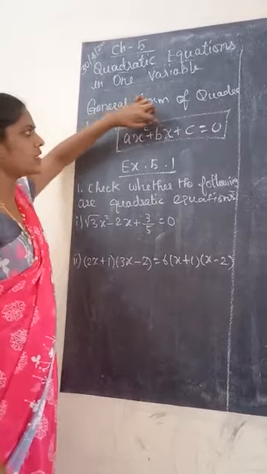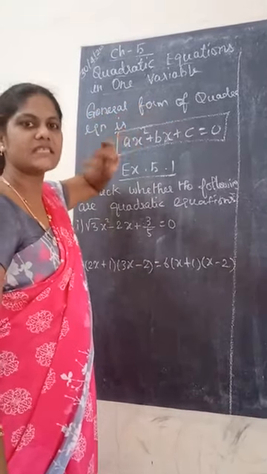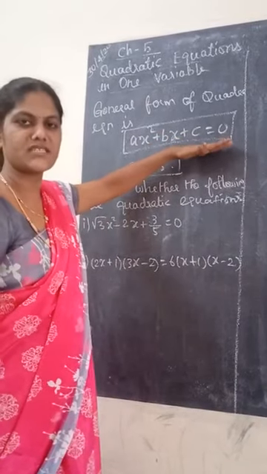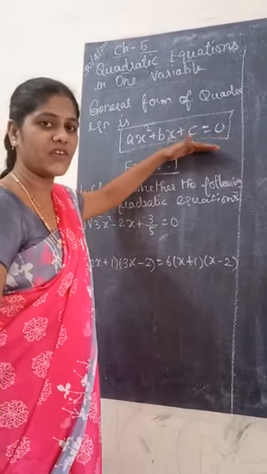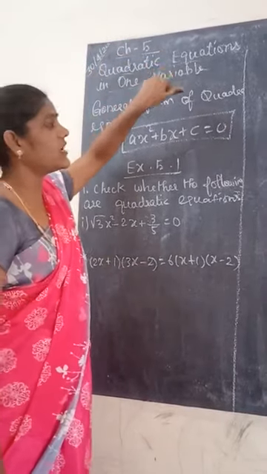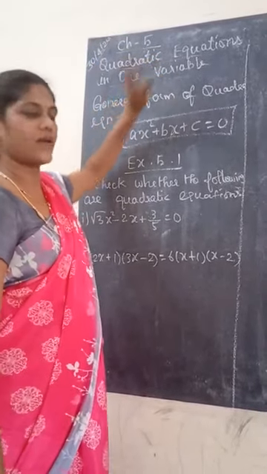So all the terms need the same variable. So ax square plus bx plus c equal to 0. This is the general form of a quadratic equation. It is very important in this chapter. We are going to see the equation using one variable.